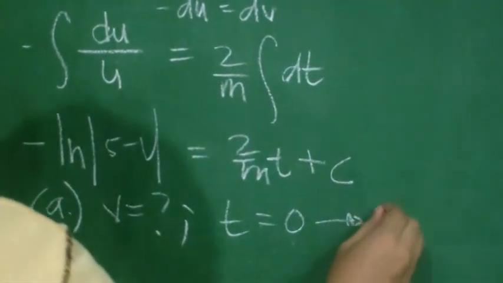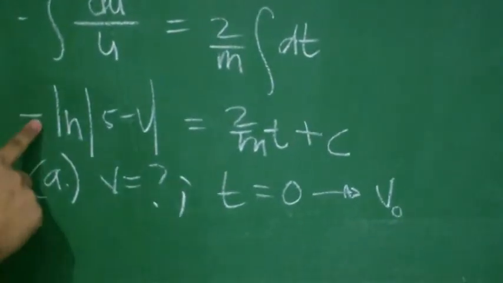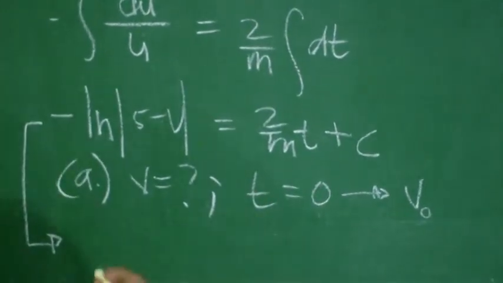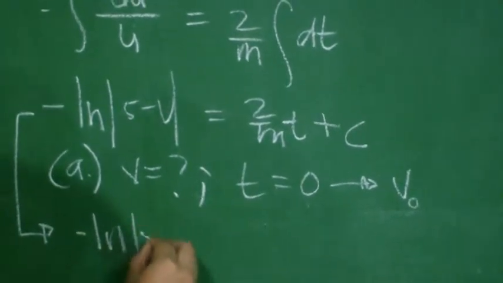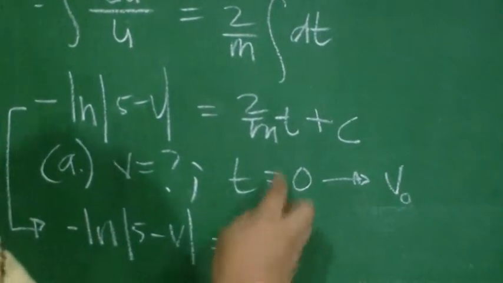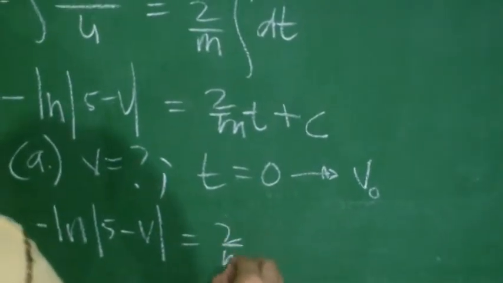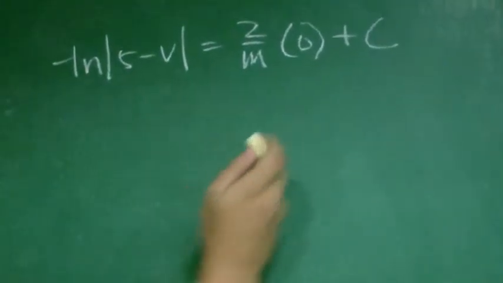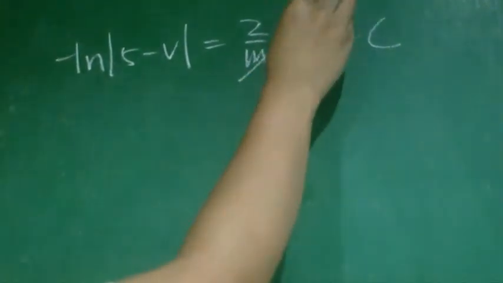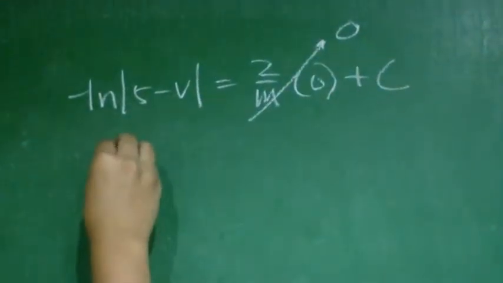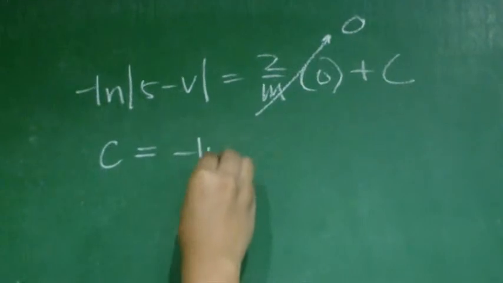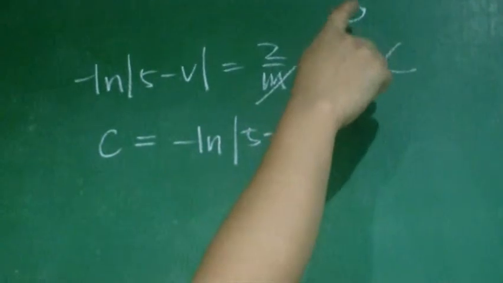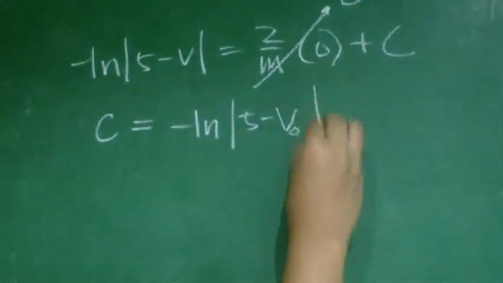Now, our first question is, what would be the velocity if our time is equals to 0, which is equals to V0? So, from this previous equation, we substitute t is equal to 0. So, negative ln of 5 minus v is equals to 2 over m times 0 plus c. Substituting t with 0 makes this 0. So the value of c is equals to negative ln of 5 minus v. Now, since we substitute 0 to t, this becomes V0.